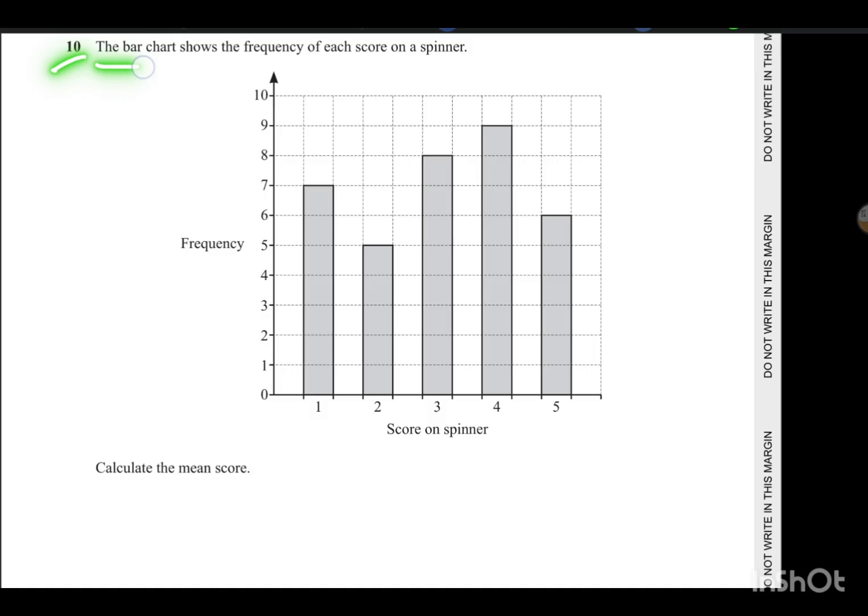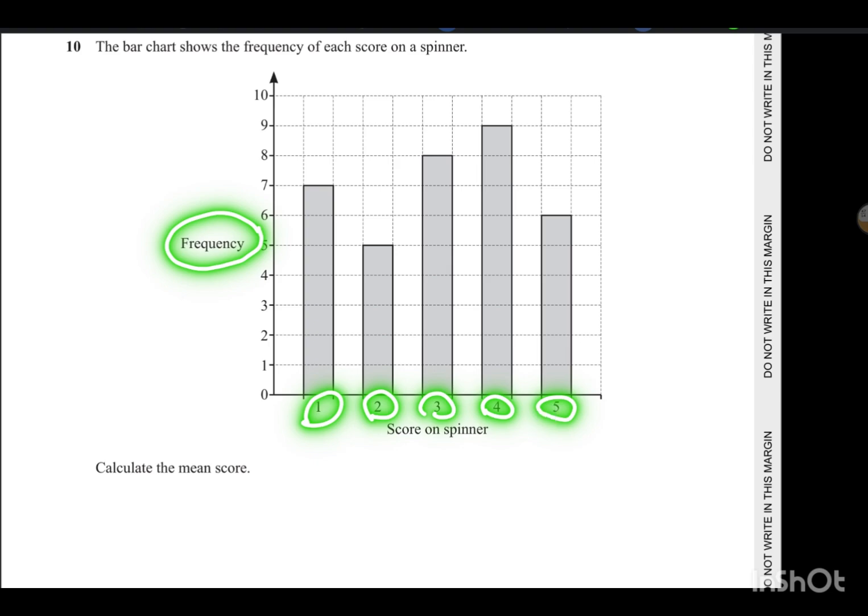Question 10. The bar chart shows the frequency of each score on a spinner. On the y-axis there is the frequency, and this is the spinner: first, second, third, fourth. That means the score on the spinner is 1, 2, 3, 4 and 5. So how many times we got each score is given.